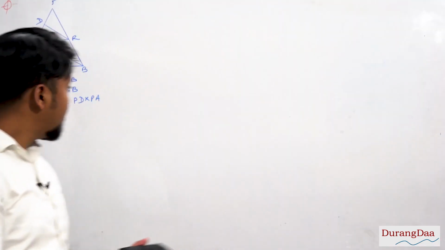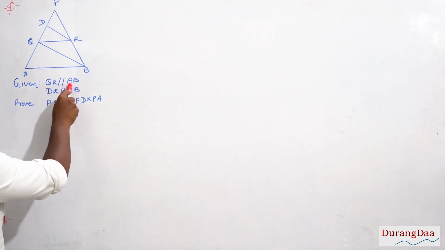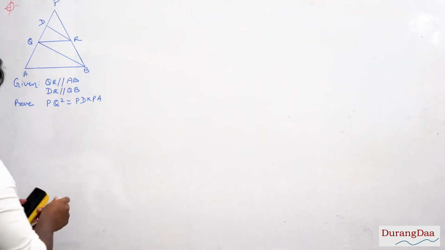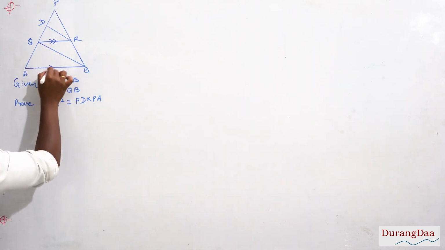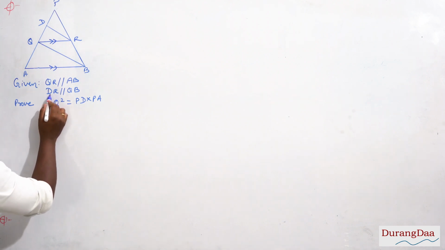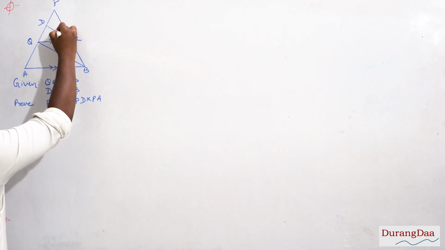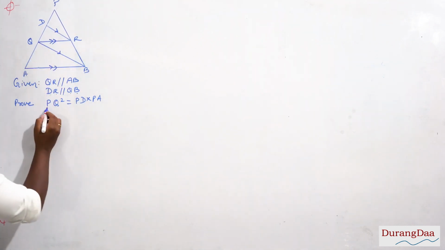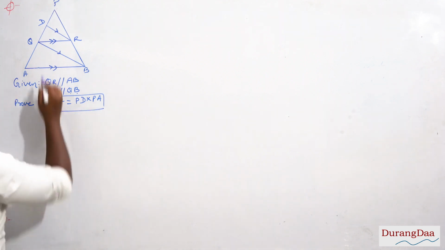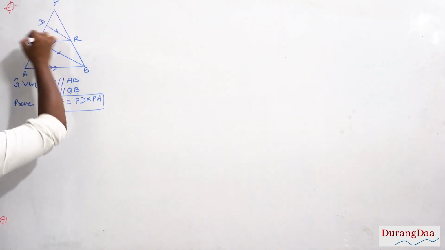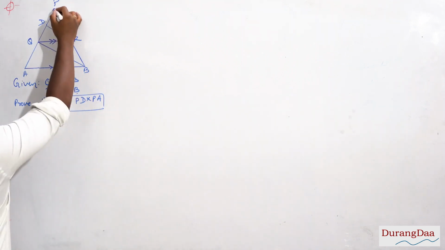Third number question, it has been given that QR is parallel to AB. Let us mark it, QR is parallel to AB. Then again it is given DR is parallel to QB. You have to prove that PQ square is equal to PD into PA.